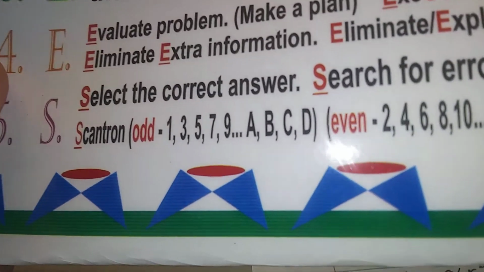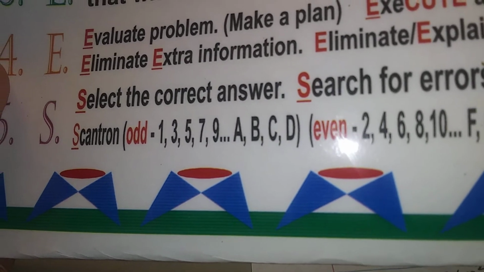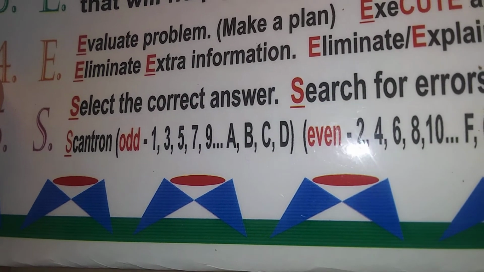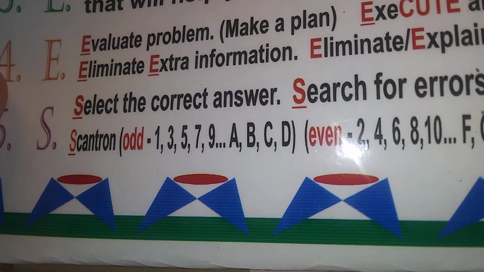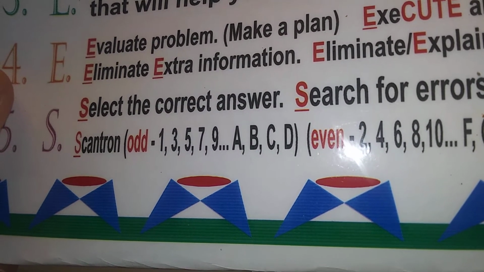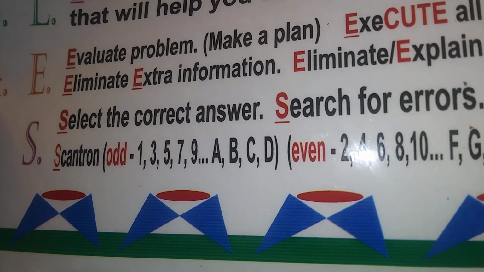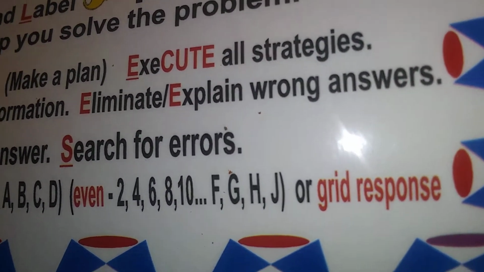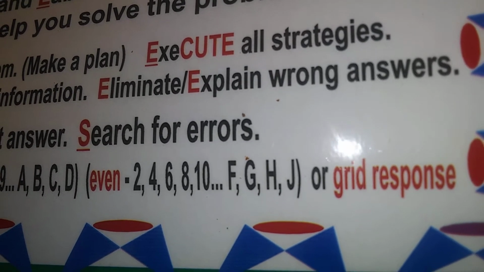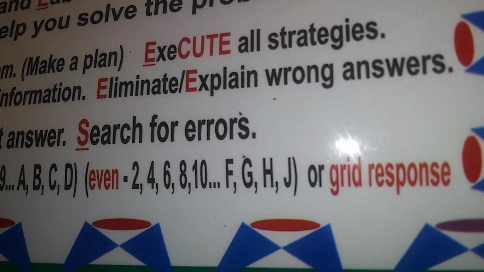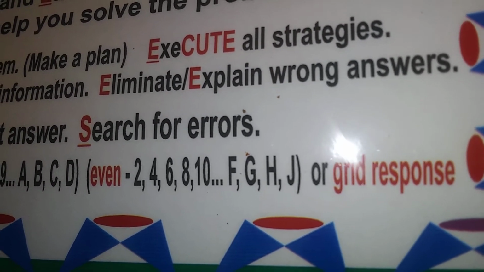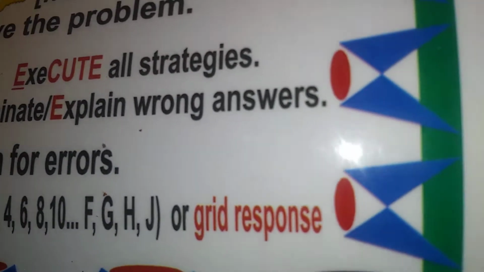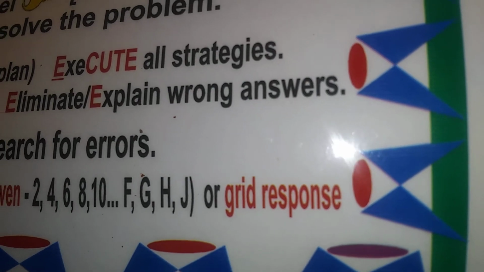As we know, the word odd has one vowel, there's a 1 there, it has 3 letters, and then you count from there, so anything that's odd is 1, 3, 5, 7, 9. Those will always be A, B, C, or D in all subjects. The word even has 2 vowels, 4 letters, so those are the first 2 even numbers. Then you count from there. All even numbers will always be F, G, H, or J, or because it's math, it could be a grid response.